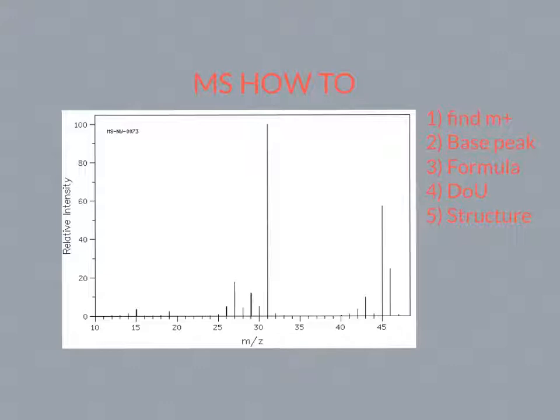Once we have our formula, we can count our degree of unsaturation, or our DOU. The formula for this is taking 2 times the number of carbons that we have, plus 2, plus the number of nitrogens, minus the number of halogens, and minus the number of hydrogens, all over 2. This will tell us a general idea of what our structure will be like, and from then we can list off possible structures.